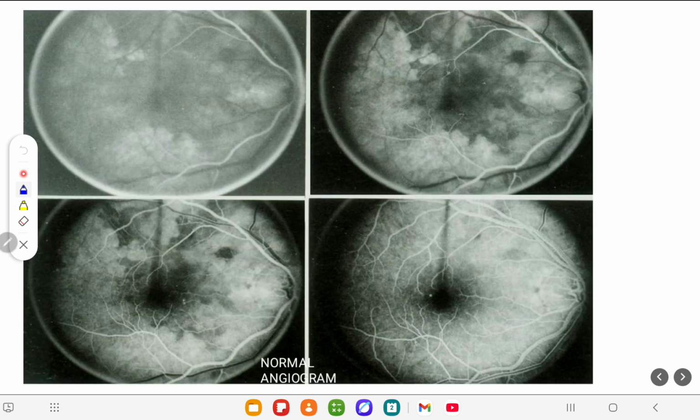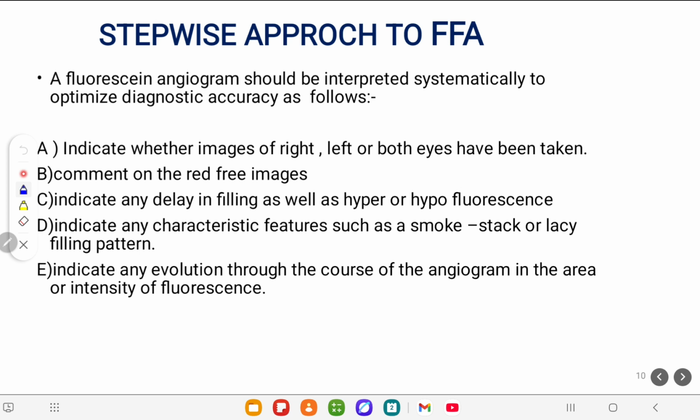Let's move forward. This is the foveal avascular zone, and you can see here the patchy filling definitely there. So this is very normal. Now, the stepwise approach to FFA. What is the stepwise approach to FFA?